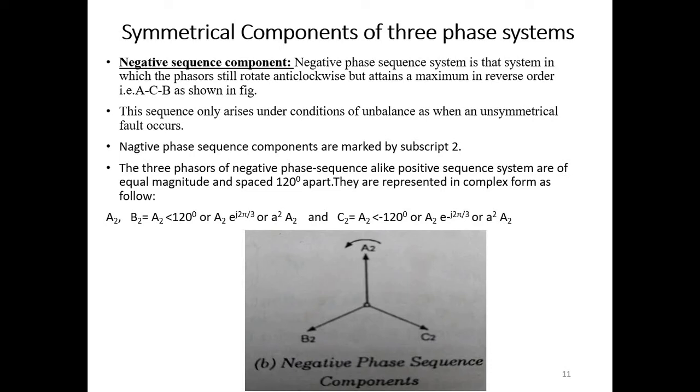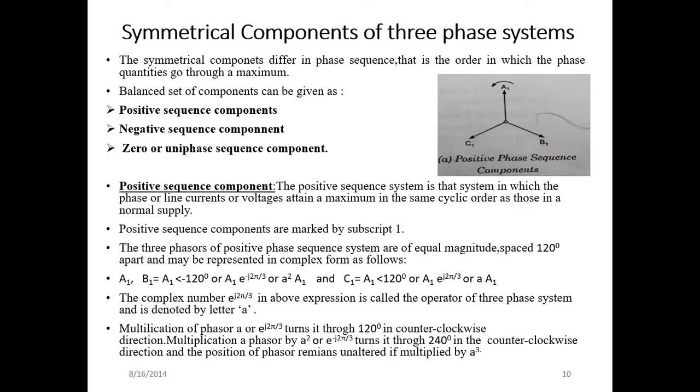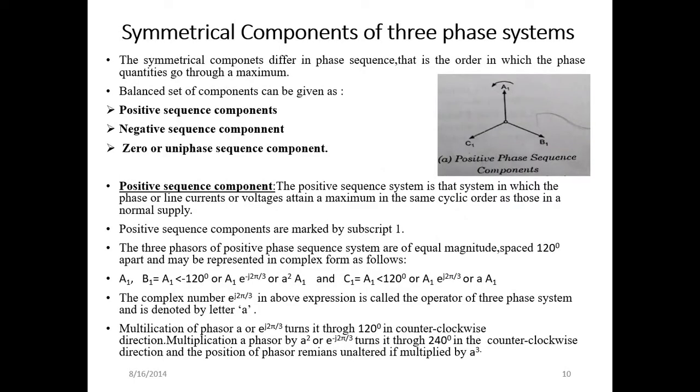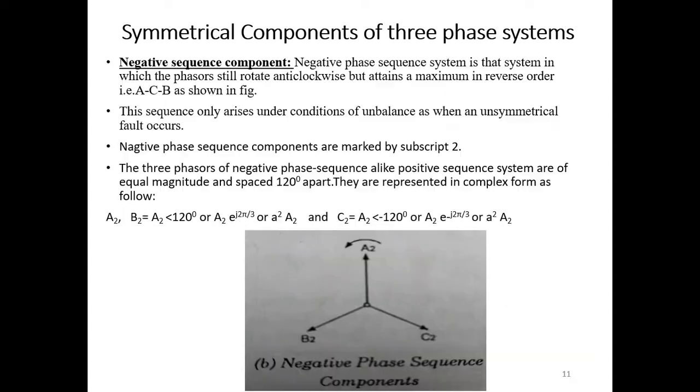Now, what is meant by the negative sequence component? The phasor diagram is shown here for a negative sequence component. You can see the difference between the phasor diagram of positive sequence component and negative sequence component. So, what is the definition? Negative sequence system is that system in which the phasors still rotate anti-clockwise but attain a maximum in reverse order, such as A, C, B. In the last case, the phase sequence is ABC, but in this case, it is A, C, B. This sequence only arises under conditions of unbalance, such as when an unsymmetrical fault occurs.